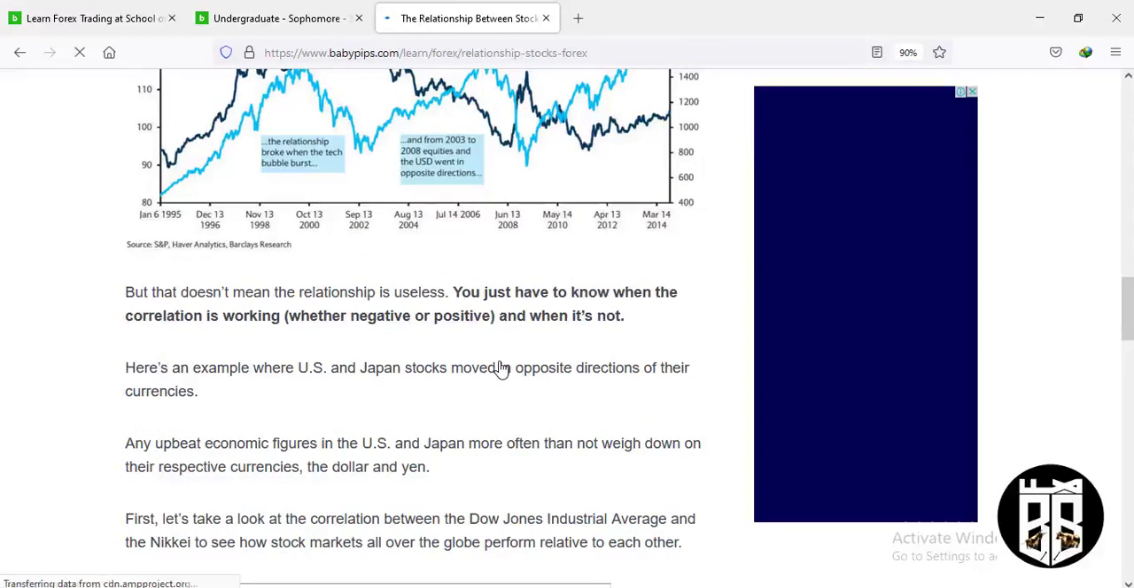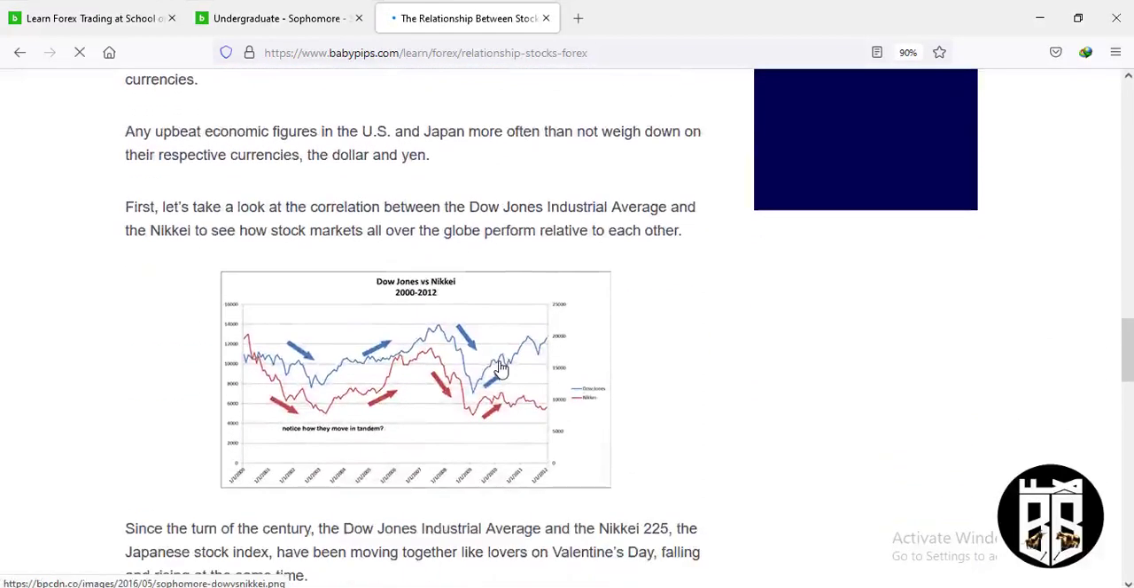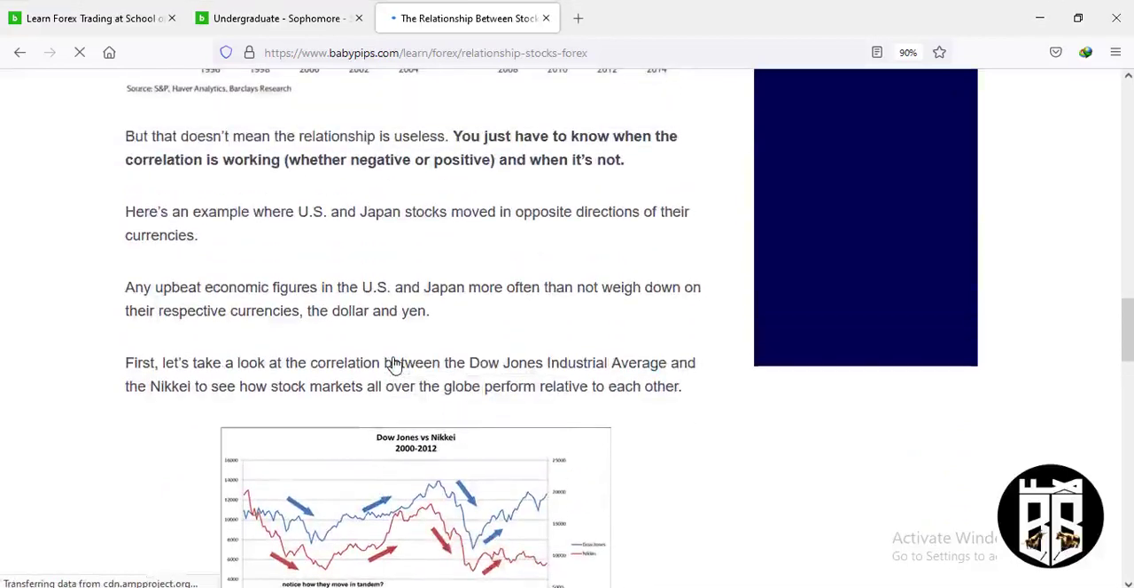So you just have to have the basic idea in your mind, knowing that this is what is happening. Now, with that, you also have to know that whether the correlation is working, negative or positive, or not, you still have to use that knowledge yourself.